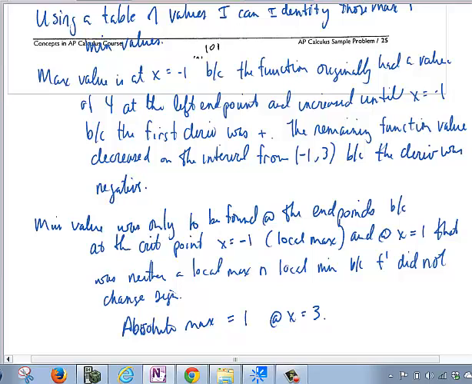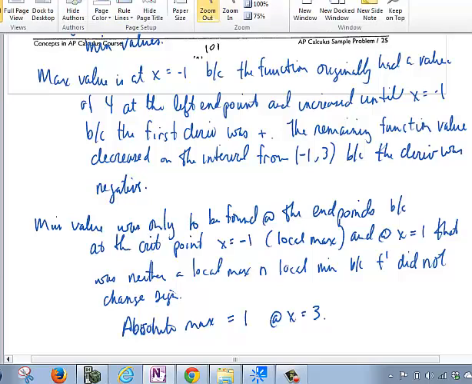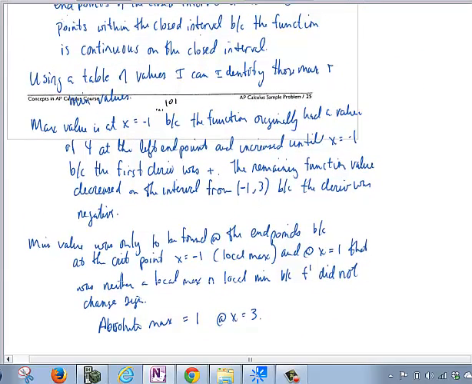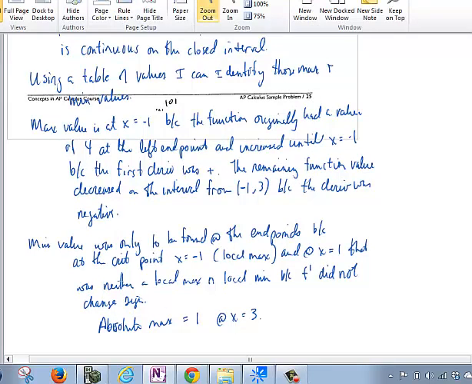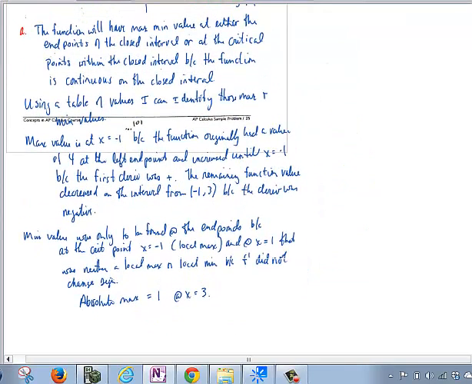So hopefully this explanation, although it's wordy, helps you understand the way that we explain using data and the tables how to figure out where our relative extrema can be. Remember, this is all based upon the closed interval method. So remember to always cite the closed interval method as helping you figure out absolute maxes and mins, and the conditions for that are a continuous function on a closed interval.